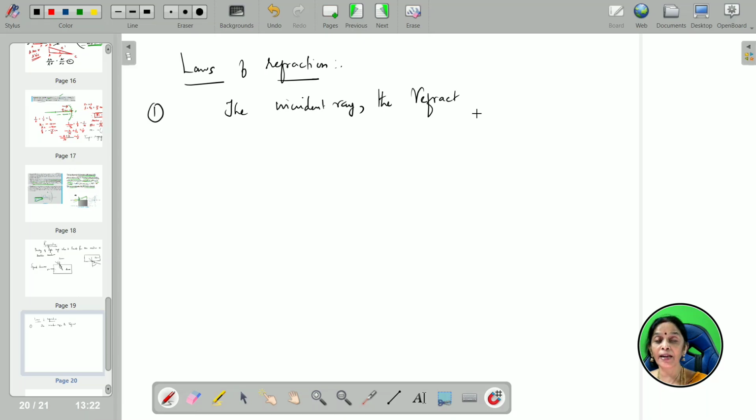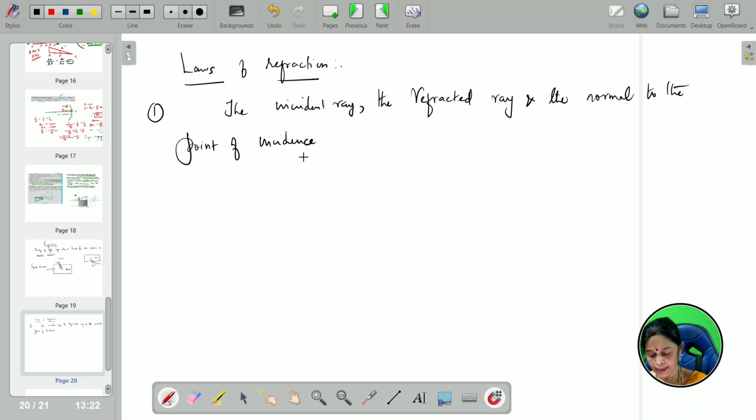Where does the ray of light refract? In the second medium. So, the refracted ray and the normal to the point of incidence, all lie in the same plane.